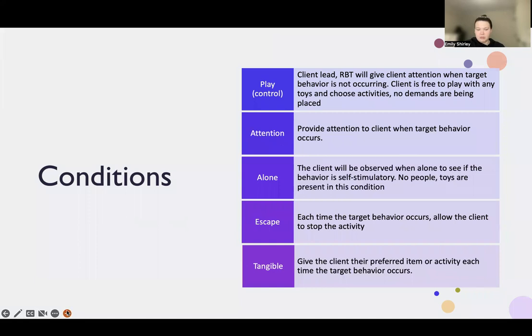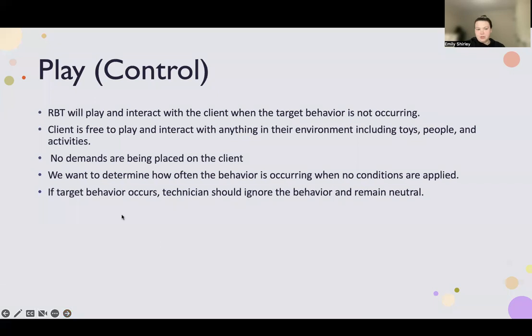And then we're going to go into a little more detail of each of those conditions and what the expectation is. So for the play condition, you can play and interact with the client as long as the target behavior is not occurring. They have pretty much free access to anything in their environment, including toys, people, and activities. Again, no demands are being placed. We want to determine how often the behavior is occurring when no conditions are applied. So just in their natural routine, how often is that behavior occurring? If the behavior does occur, then I would just like you to ignore the behavior and remain neutral.